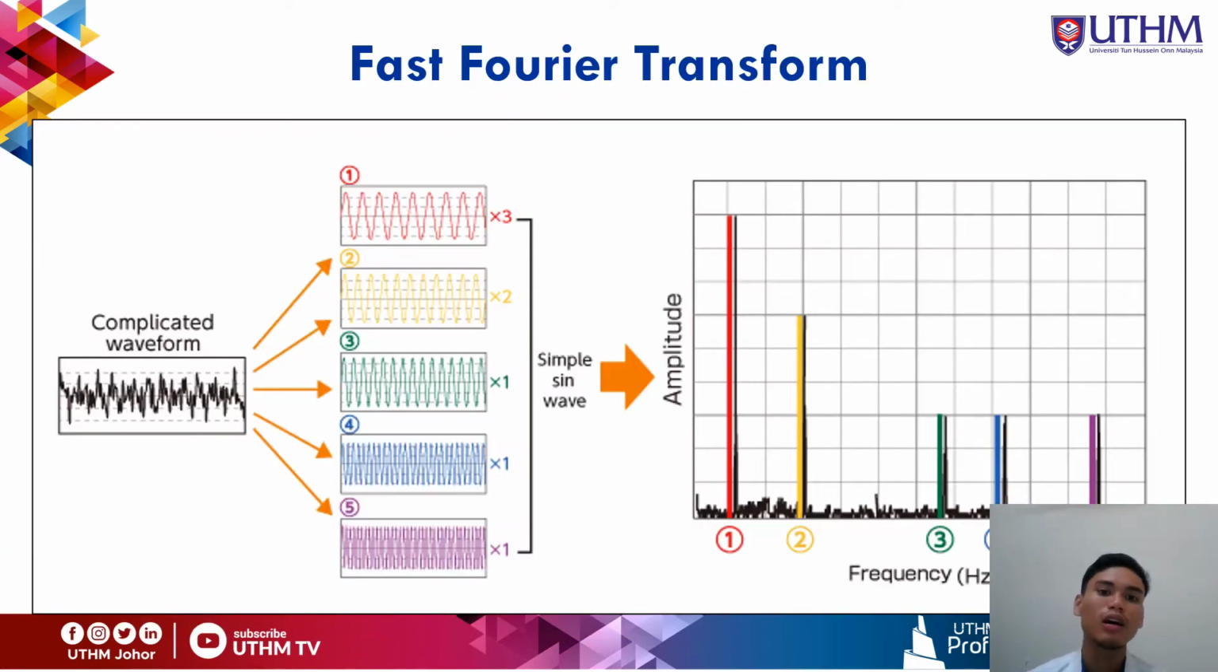The next is the fast Fourier transform. The fast Fourier transform is one of the methods to analyze vibration. The recorded vibration is a combination of a few different waveforms that is simplified into the fast Fourier transform graph, with which we can differentiate these waveforms into a simpler graph.